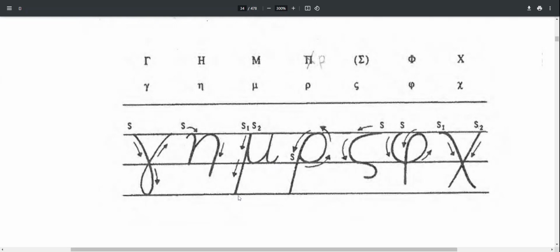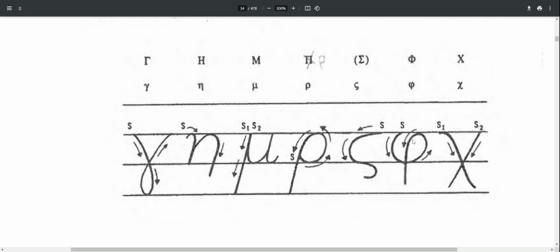Rho is round, not like a P. Small rho is round. It's not a sharp arc as in a P. It's round. Final sigma is round, with a small tail above the line.